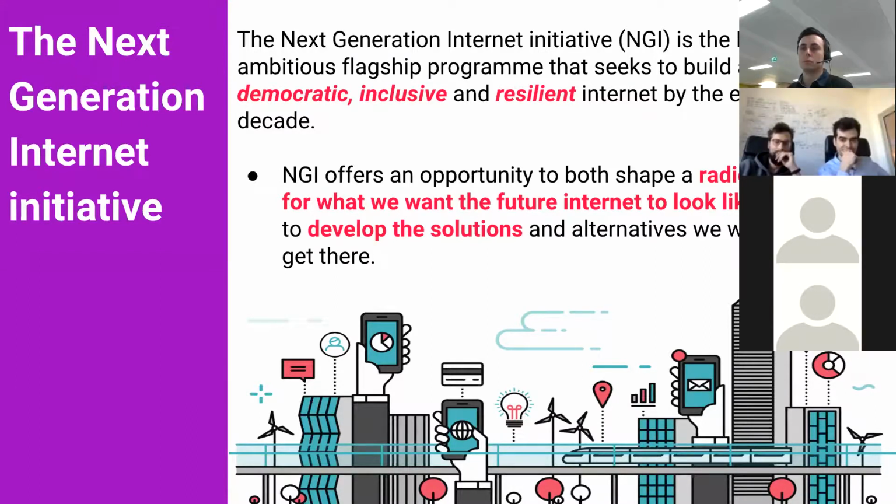So far we've always been quite good, when it comes to the internet, at diagnosing a lot of the issues, but where are the remedies? What do we want the internet to look like? And also to build a lot of concrete solutions and alternatives that we would need to get there.